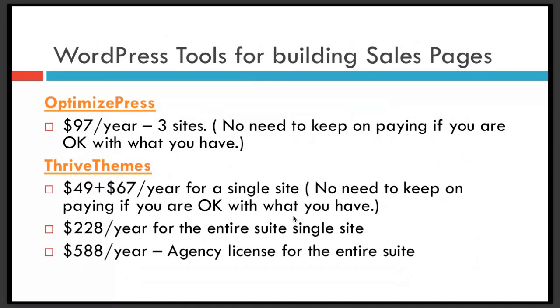With Thrive Themes, to get the theme and the Thrive content builder, it is $49 plus $67 for one website per year. Again, you can keep on using it without paying yearly, but you're not going to get updates, only bug fixes. And if you want to be a member of Thrive Themes, they have a price for a single website, which is $228 per year. You get access to everything they have. And if you're an agency like we are, it is $588 per year, and we can use the tools on as many websites as we want, and we have to pay on an ongoing basis.